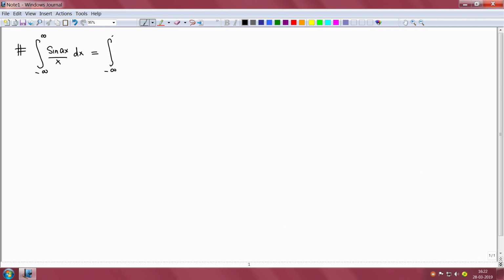Okay. So this I will write as integral minus infinity to infinity e to the power I a x minus e to the power of minus I a x over twice I x dx, okay. And this will be written as minus infinity to infinity on the real axis e to the power I a z minus e to the power minus I a z by twice I z.